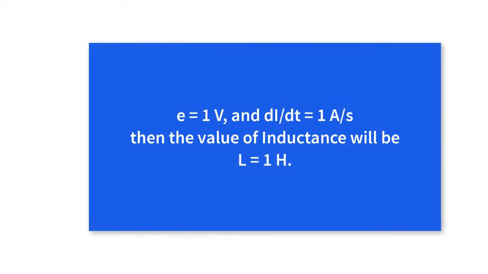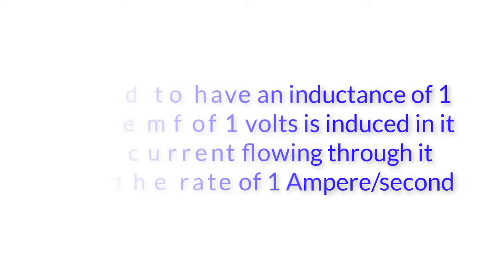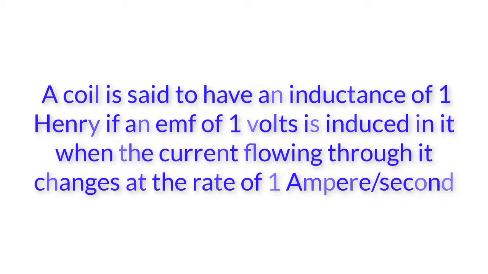Hence from the above derivation, it can be stated that a coil is said to have an inductance of 1 Henry if an EMF of 1 volt is induced in it when the current flowing through it changes at the rate of 1 ampere per second.